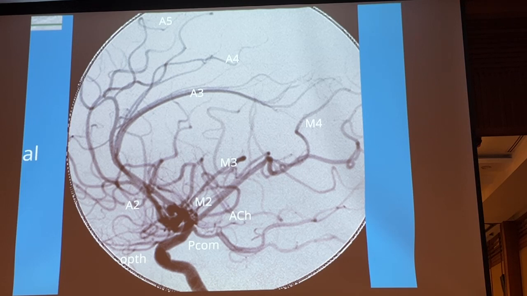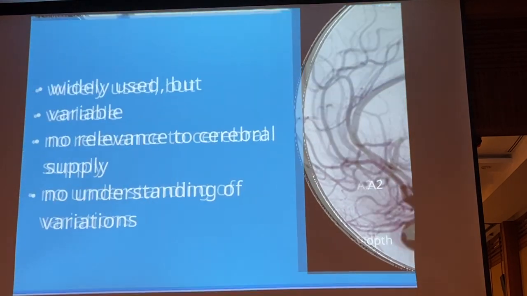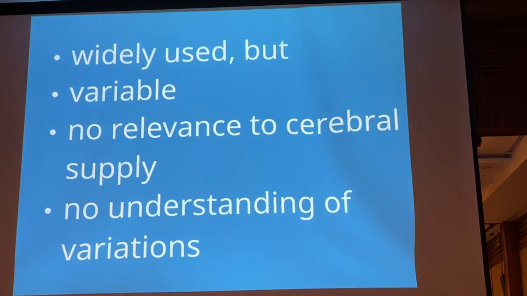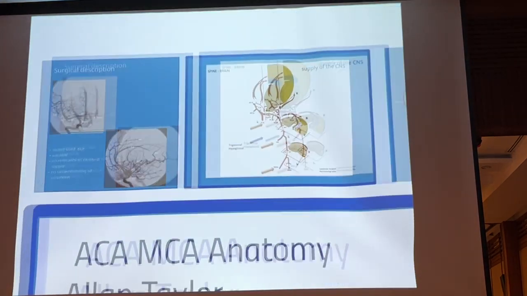And then on a lateral view, we do something similar, except from M3, we can now see the distal branches on the surface. Those would be M4. And on the anterior cerebral, we can see the A2 going out onto A3, which is the callosal branch, A4, pericallosal, and A5 as we get out onto the surface of the brain. So the problem is these are not anatomically very useful, and they don't give us any understanding of the variations that we can see.